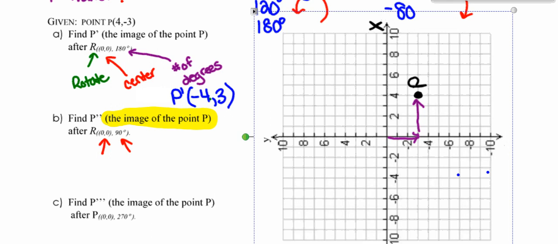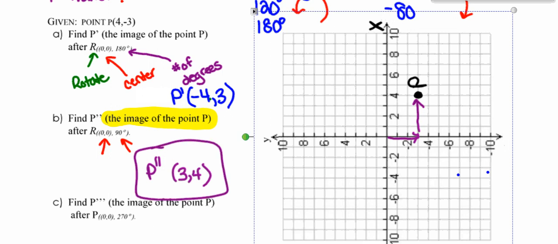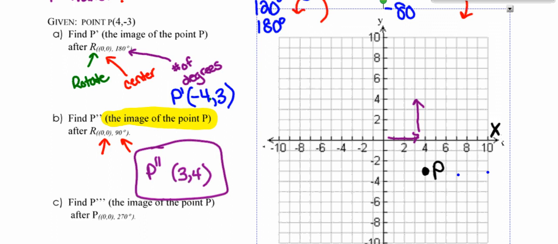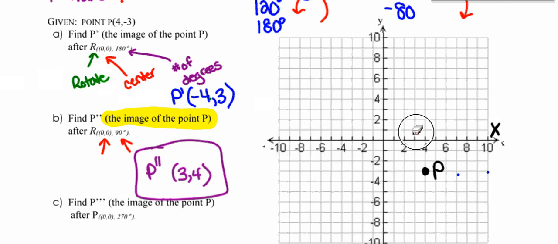So the coordinates of the point that's 3 units to the right of the origin and 4 units up is the point with coordinates (3, 4). So the coordinates of P double prime, therefore, would be (3, 4). All right, to do the last one, I'm going to send everybody back to where they came from. I'm going to erase on my graph.